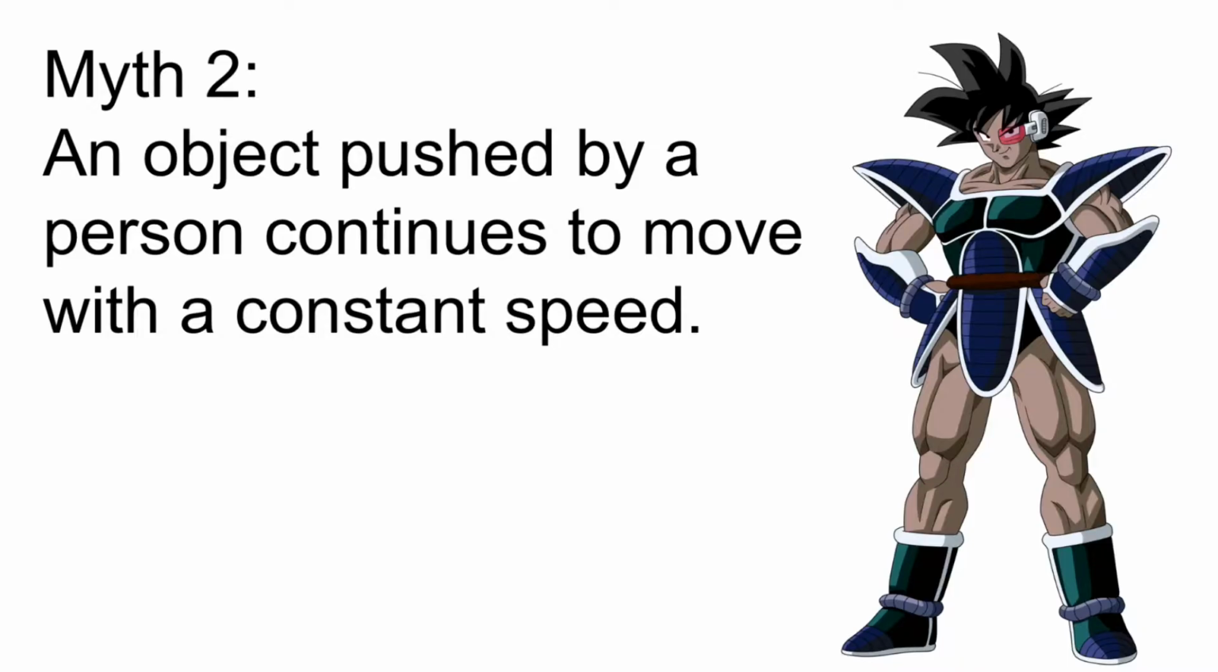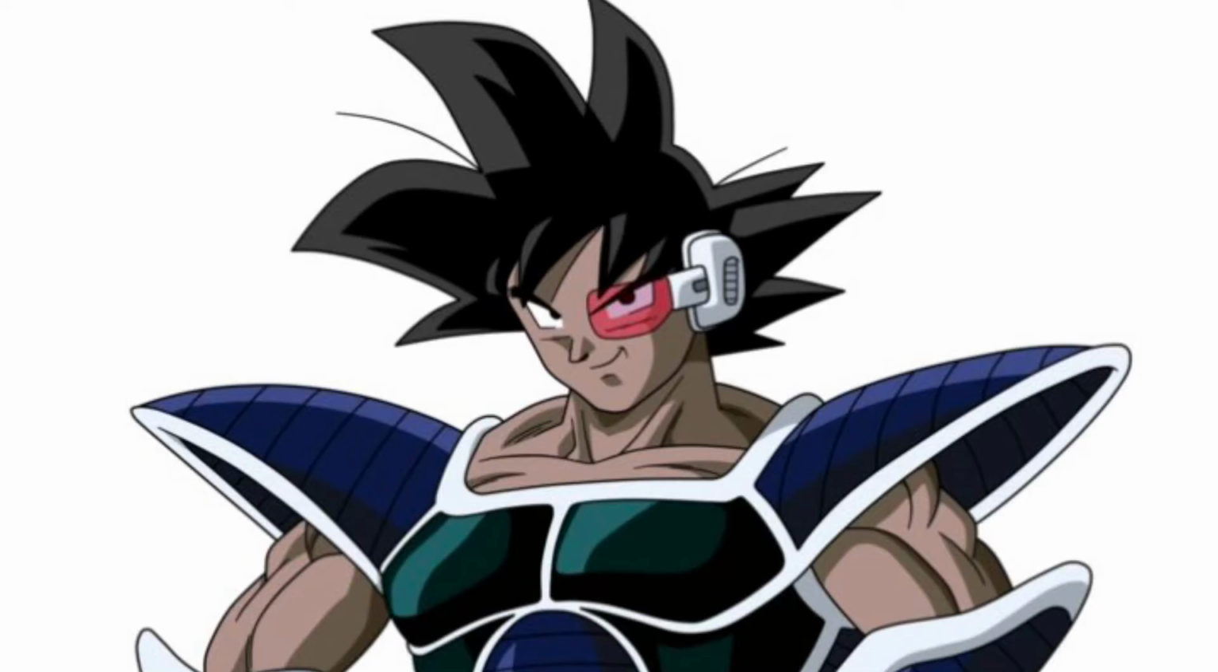The second myth states that an object pushed by a person continues to move with constant speed. Let's put it to the test. If I push this toy car, then according to this myth, it should continue to move at a constant speed. We can clearly see that it did not continue to move with constant speed. We can look at the free body diagram to see why this occurs and how this myth is also false.